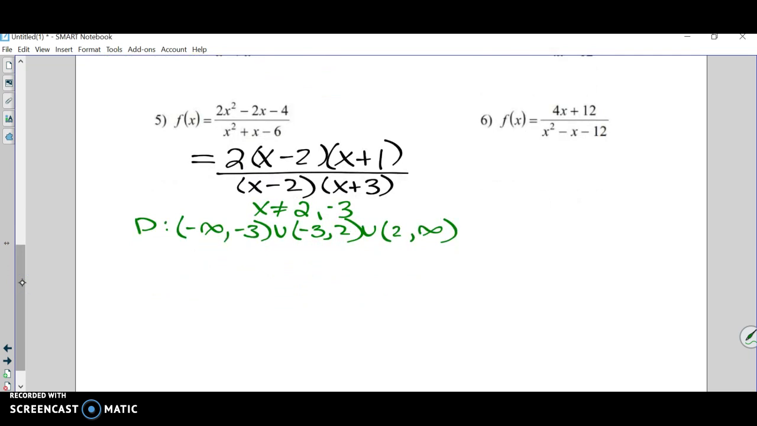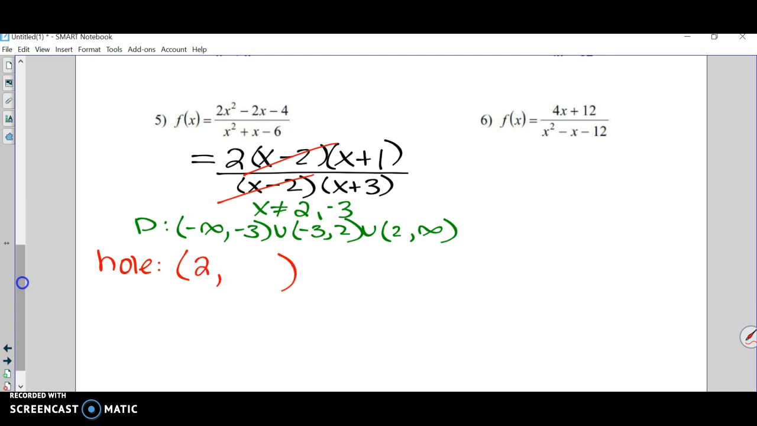Now, do we have a hole? That's my question for you. Yes, right? Because I'm getting rid of which factor? X minus 2. So what's the x value of my hole? Not -2, it's going to be what?